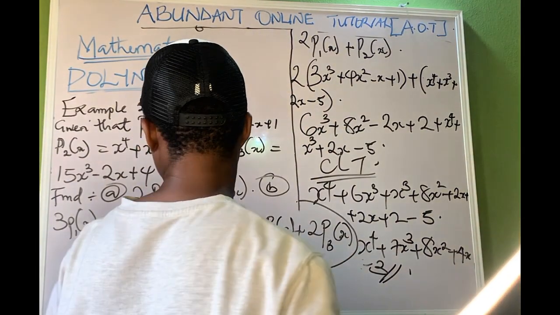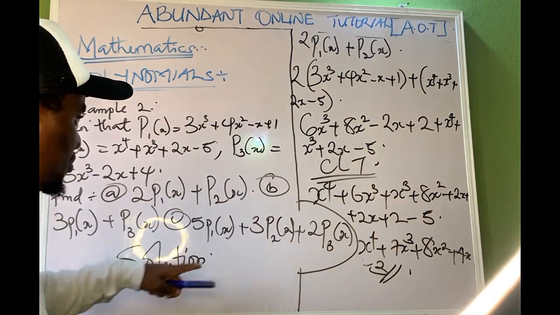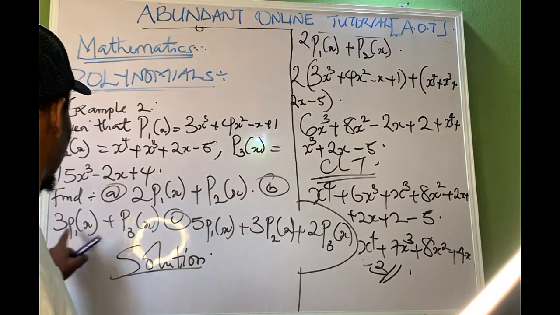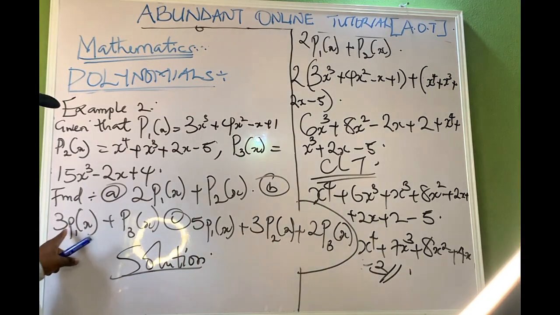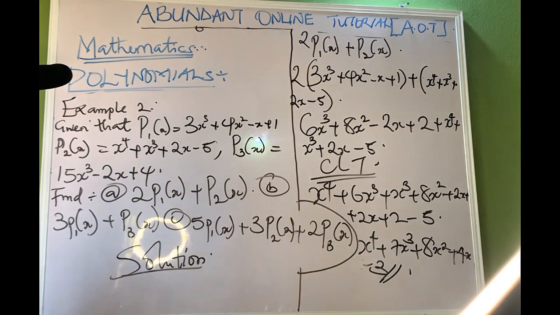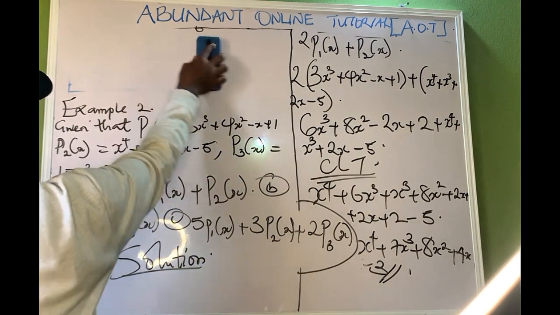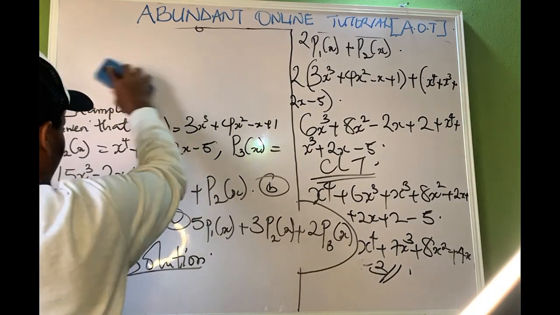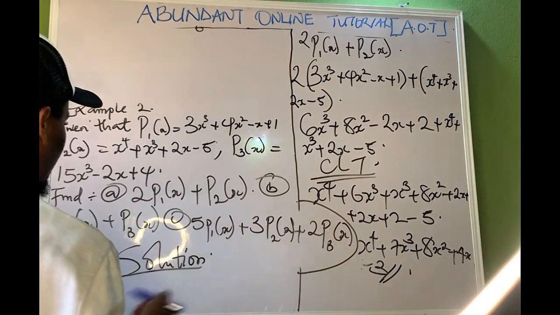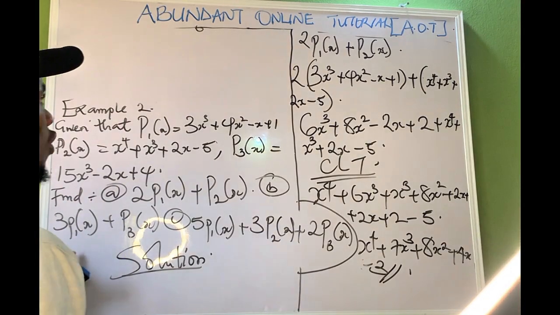We've gotten this. The second one says that we should find 3 P1 of x, then P1 of x, then P3. So let's do this together. Let's erase this one. We'll pick it one after the other. Second one now, 3 P1. I already know my P1.